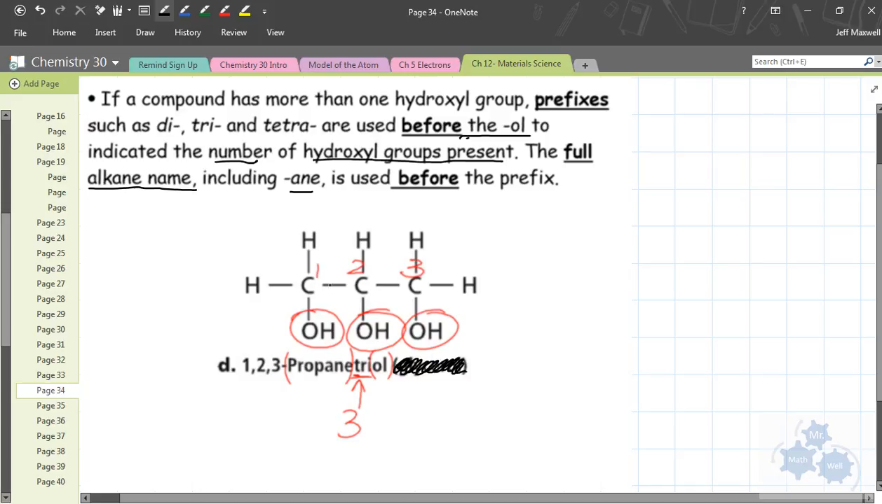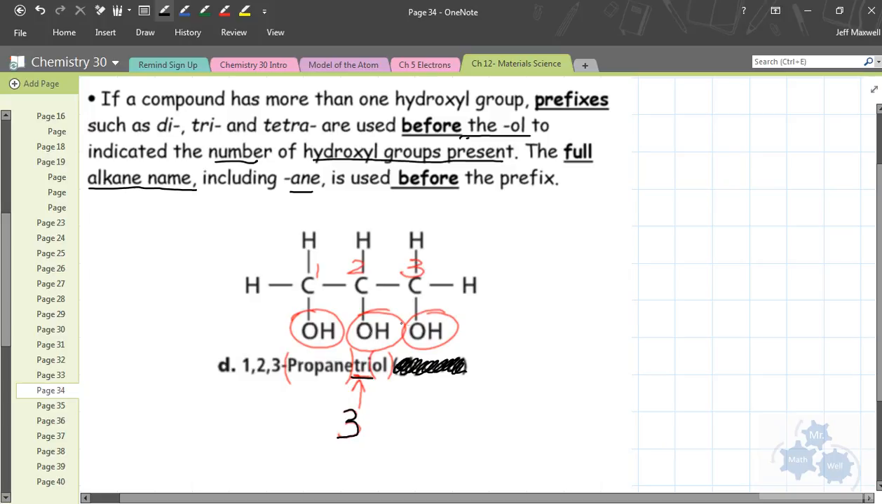Okay, so in this compound we have 3 carbons. So we know that it's going to be meth, eth, prop, right? So propane, this is propane. There are 3 hydroxyl groups, 1 on each carbon. So we know that this tri, meaning 3, is going to have to be included in the name. Now with alcohols, the tri does not go at the beginning of the name, it goes before the -ol.